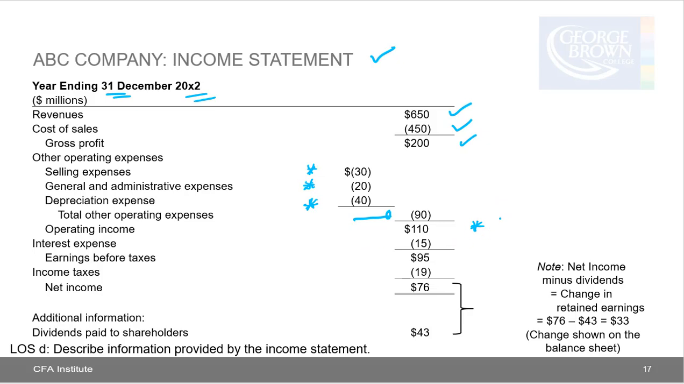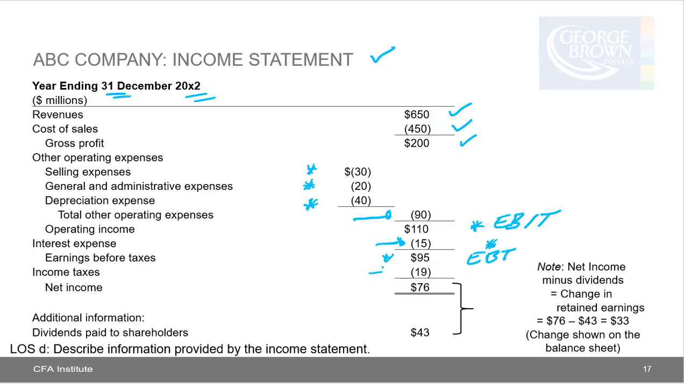Below, and sometimes we're going to call that earnings before interest and taxes, because the next line is the interest expense. So when we borrow money, when we have long-term debt, we need to pay interest, and each year we will have an interest expense. So EBIT, earnings before interest and taxes, or operating income, 110 minus 15 in interest expense, and we've got earnings before tax of 95 million, okay?